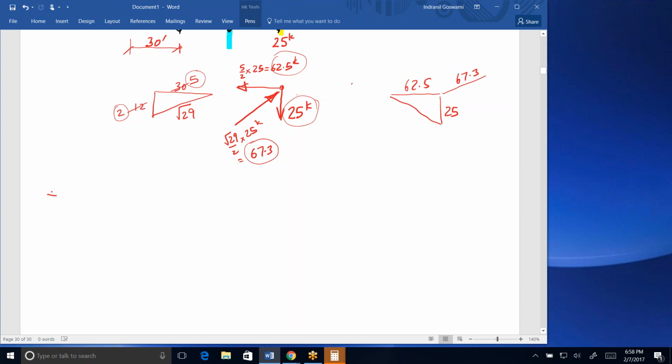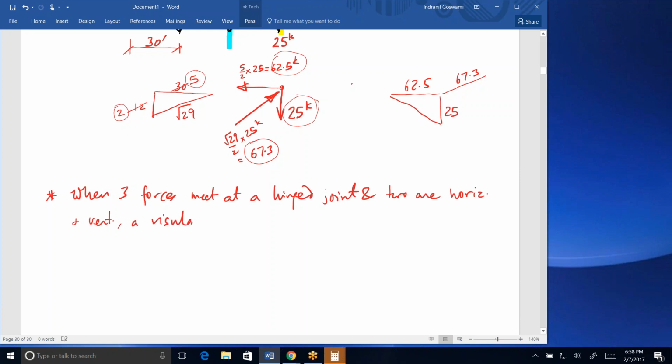And this is true. So sometimes when only three forces meet at a hinged joint, and two of them are horizontal and vertical, a visual solution is possible without writing out equations.